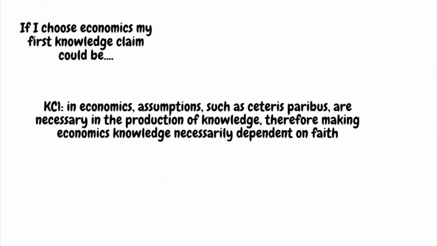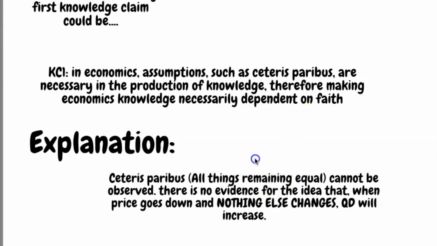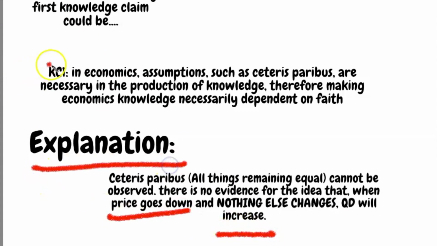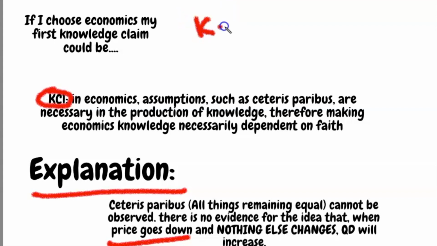What could be a potential knowledge claim in response to my central knowledge question? One could be, in economics, assumptions such as ceteris paribus, all things remaining equal, are necessary in the production of knowledge, therefore making economic knowledge necessarily dependent on faith, because we assume things that we cannot necessarily know for certain. You would then explain why assumptions like this are necessary. If we didn't have simplified models of reality in economics, even if they cannot be proven, we wouldn't be able to make predictions.